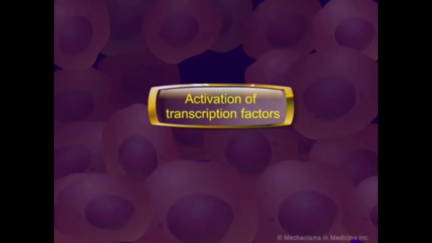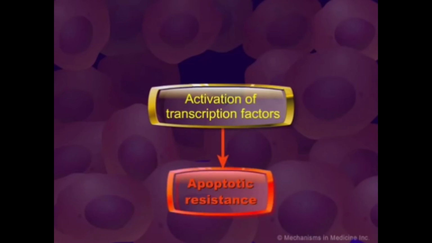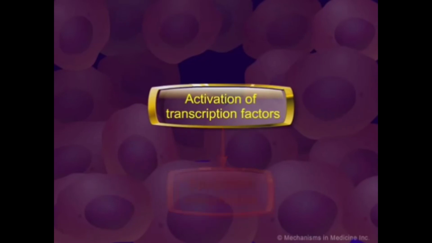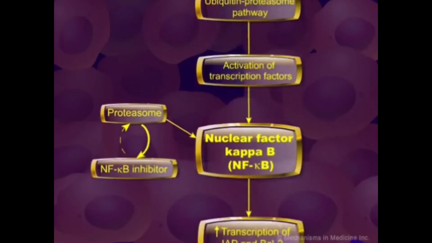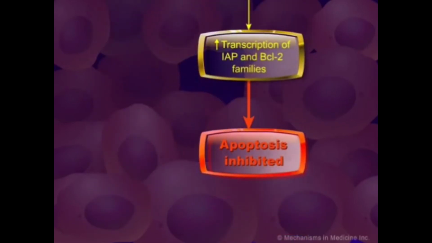Activation of transcription factors can lead to apoptotic resistance. This occurs, for example, when members of the nuclear factor kappa B, or NF-kappa B, family of transcription factors are overexpressed in certain tumors, which lead to increased transcription of anti-apoptotic members of the IAP and BCL2 families.